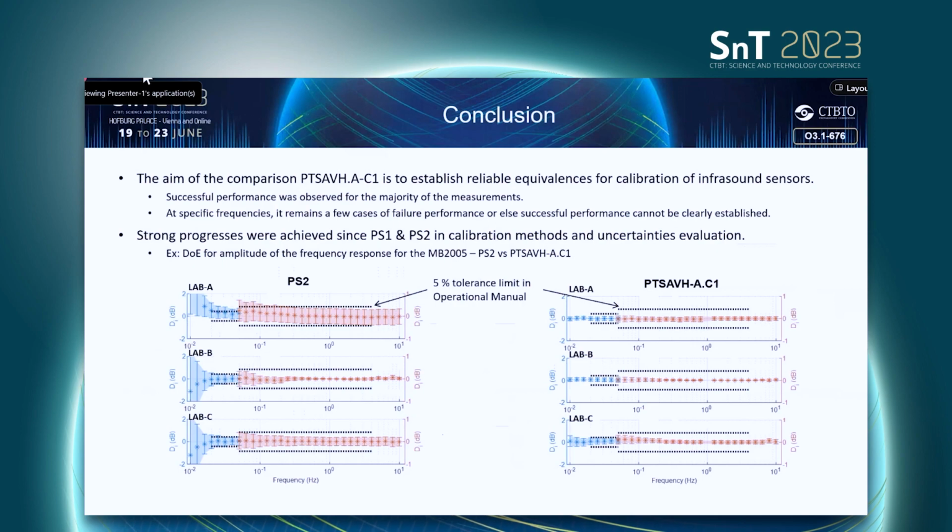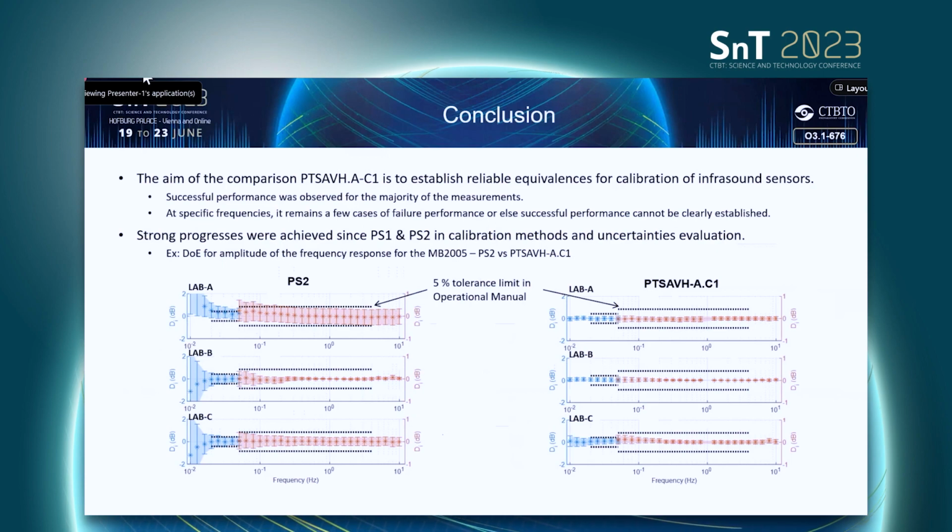Okay, to conclude, the main objective of this comparison was to establish reliable equivalencies for calibration of infrasound sensors. You can say that there is successful performance observed for almost all results. It remains, at specific frequencies and for some laboratories, a few cases of failure or warning, and the laboratories are now working to improve their systems or their calculation of uncertainties to improve these few points.